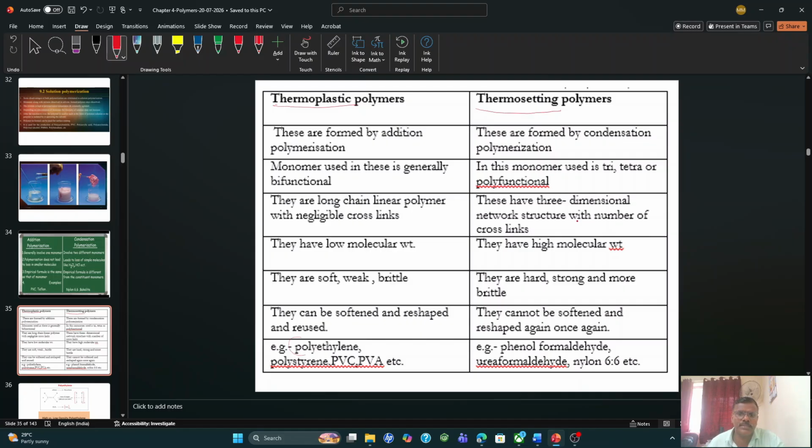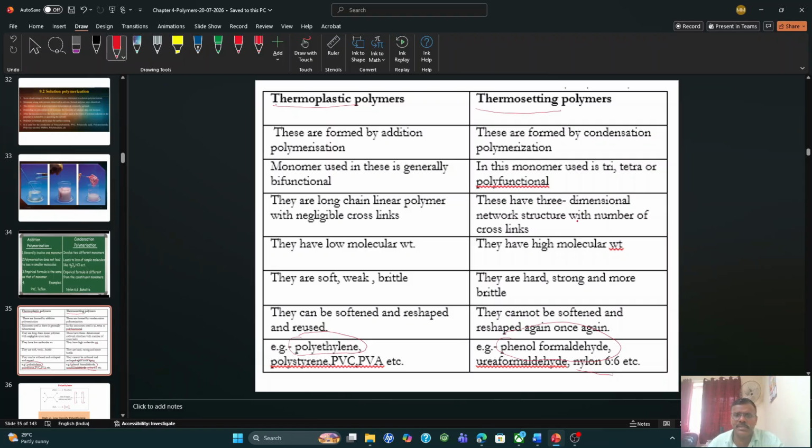So, for example, I will take polyethylene as one example. Here, I will take phenol formaldehyde, or I will take nylon 66 as an example. From the example, we can easily make the points. Polyethylene is a double bonded monomer. That means thermoplastic monomers, and under this category, the monomer will undergo addition polymerization reactions.